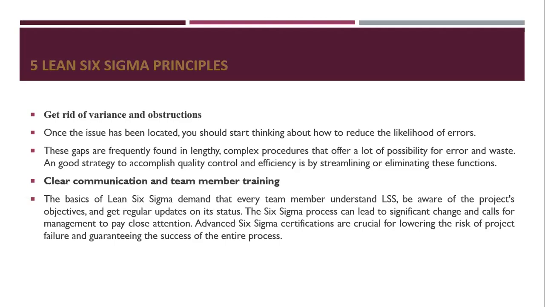Provide clear communication to the team members through proper training. So the basics of Lean Six Sigma: every team member must receive proper training, paying close attention to it, by doing a lot of certification programs. That may reduce the project failure risk by achieving success through the entire process.